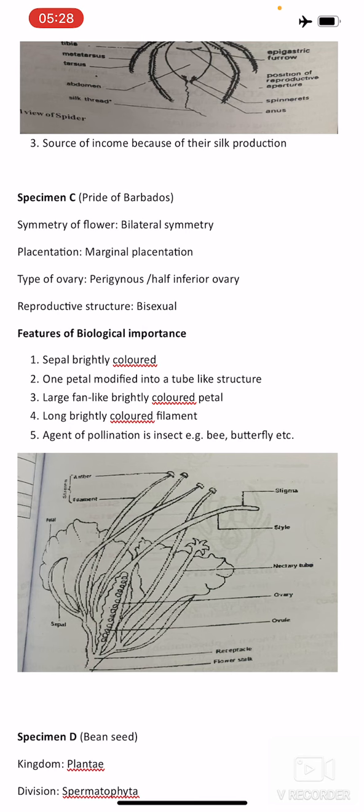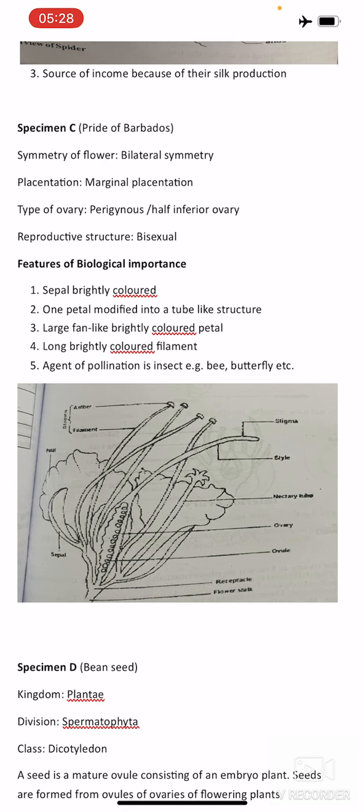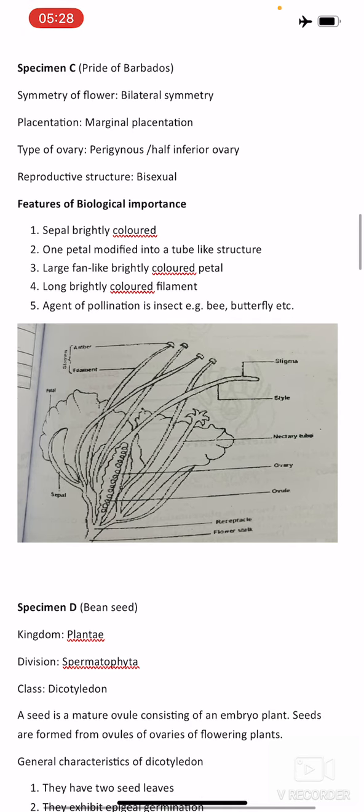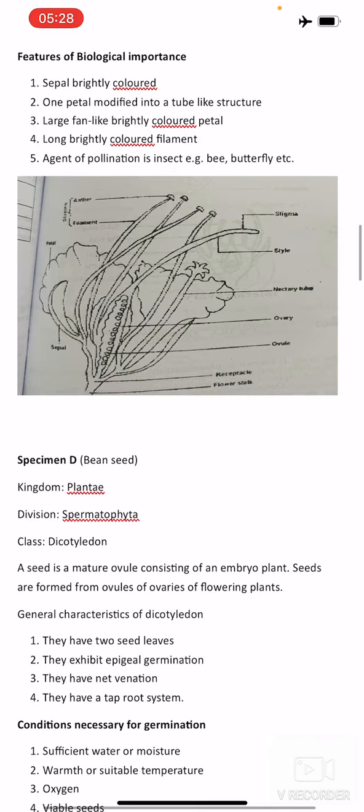So biological importance of specimen C. The sepal is brightly colored. One petal is modified into a tube-like structure. They have a large fan-like brightly colored petal. And the filament is long and colored too. Because of this beautiful color that they usually have, their agent of pollination is insects. So pollination is mostly insect pollination. This is the diagram too.